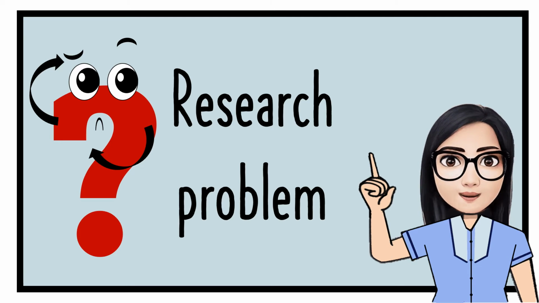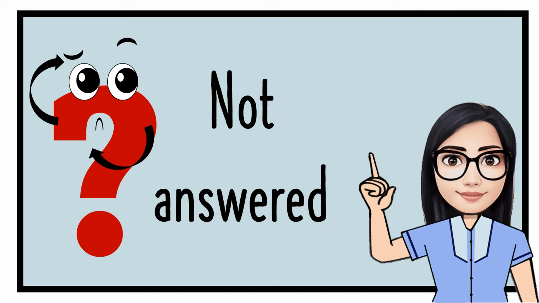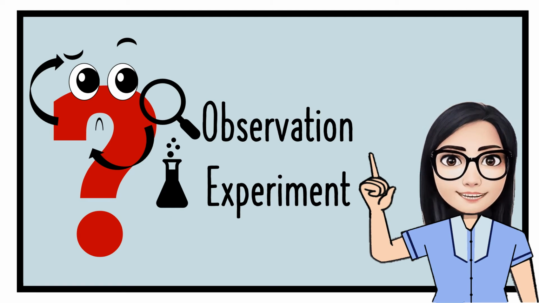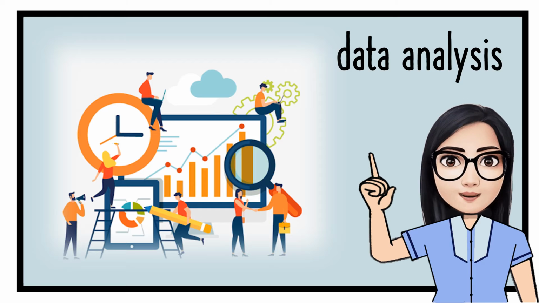Researchers first find out what others have already learned about the subject. If the question has not been fully answered, they figure out a way to get more information. They may do further observations or perform an experiment to test their idea. Next, they analyze the data or the information they have collected.